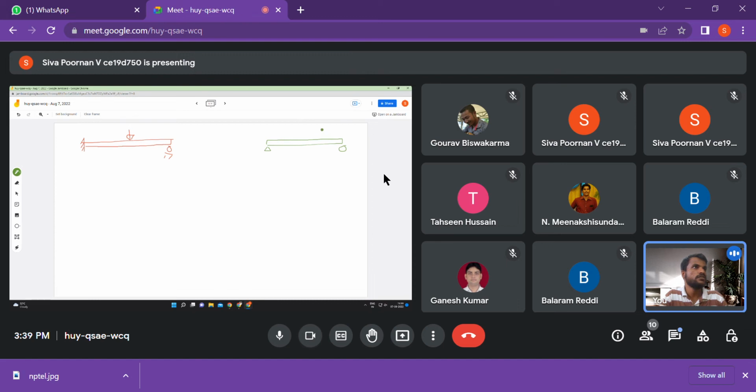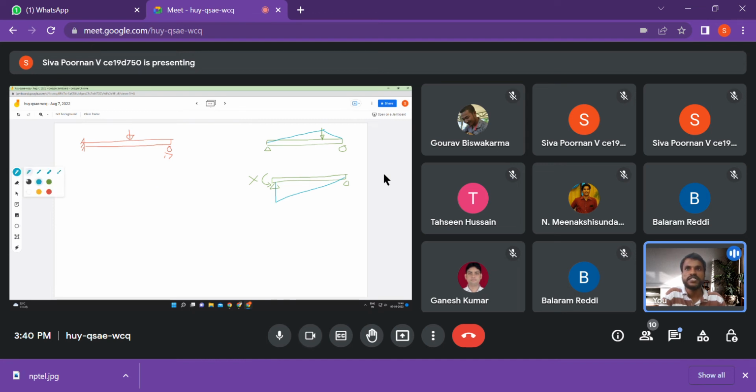What are the loadings? The loading due to the actual given load is this, and due to the fixed end moment it's just at one end. So this is a fixed end moment x. There's only one unknown here. For a propped cantilever, there's static indeterminacy of degree 1. So what will be the bending moment variation? Here it will be the same triangular, and at the other point it will be like this. This is the variation of moment.